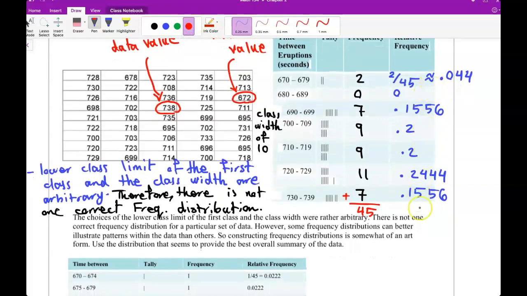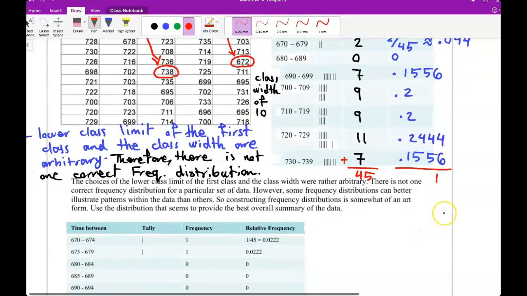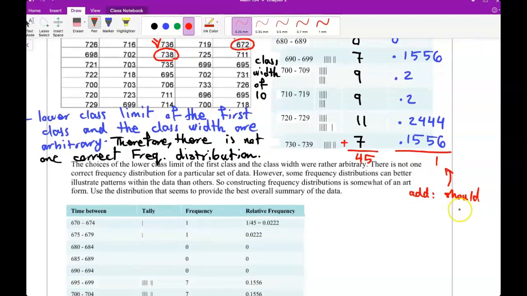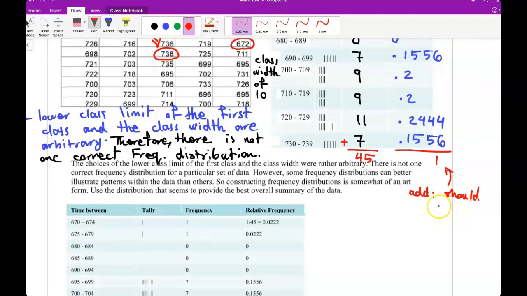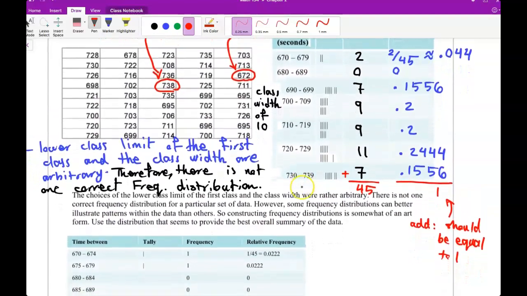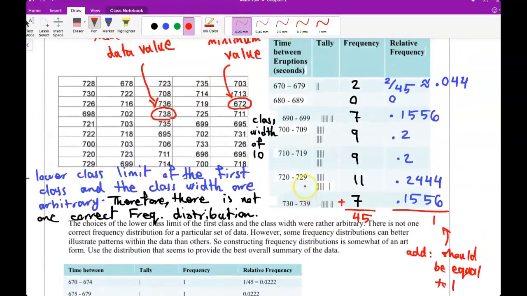And if you try to add all these numbers, it should be equal to 1. So that is 1. Adding those numbers should be equal to 1 or very close to 1. Okay.